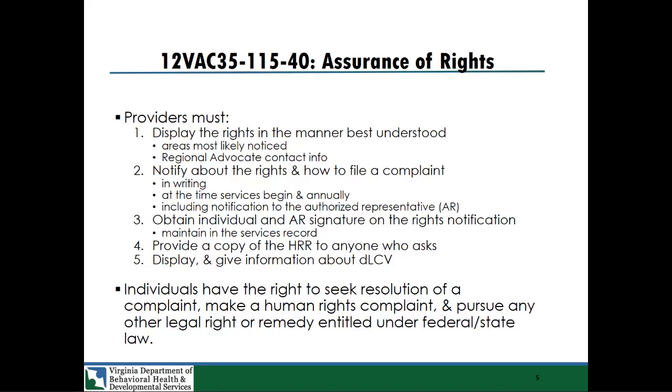The purpose of the human rights regulations is to assure or guarantee individuals' human rights. So this includes their right to make complaints for violations of these regulations and to have their complaints resolved. Individuals or their ARs or authorized representatives can also explore legal options.